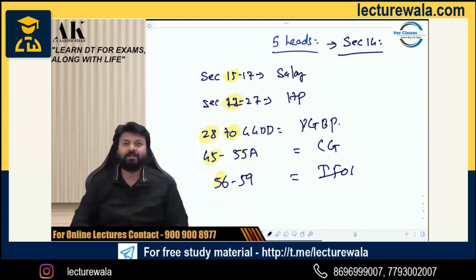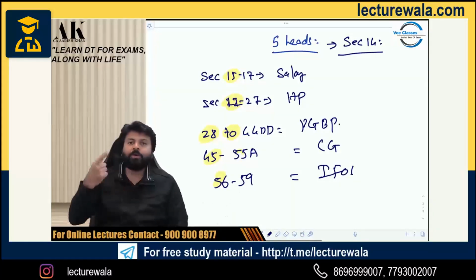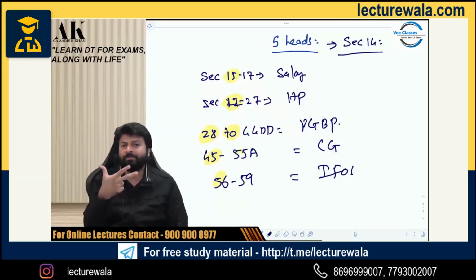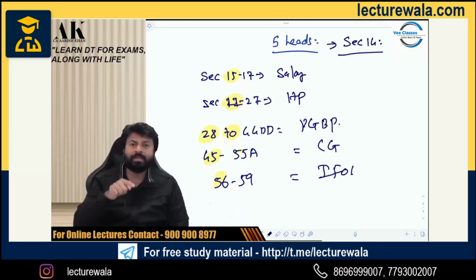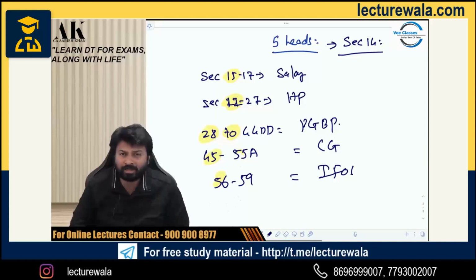Like, if there is an employer and employee relationship, then you will come under salary. Where is it written? It is written in section 15. Like, if you are an owner of a house property, and the house property is building or land appurtenant thereto, and it is not used for business and profession, if you fulfill these 3 conditions, then you are covered under income from house property. Where is it written? It is written in section 22.